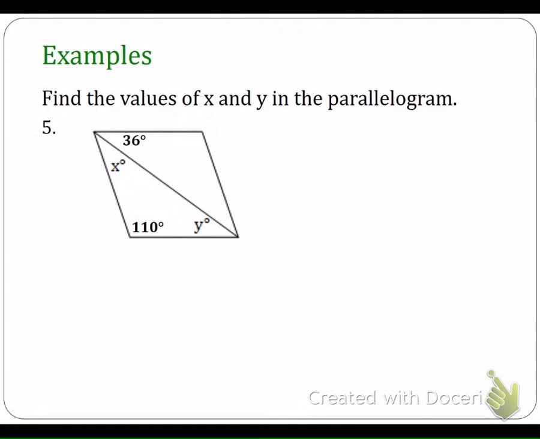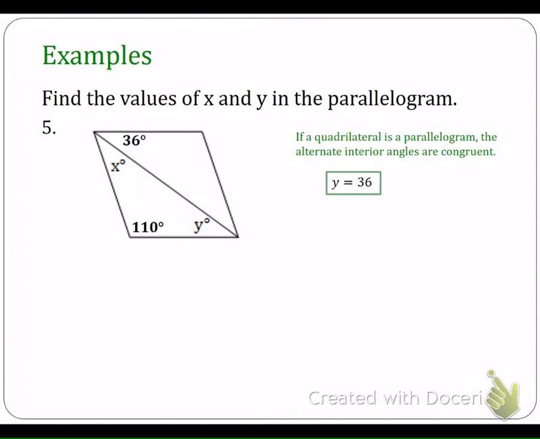Alternate interior angles are congruent. So which one is an alternate interior angle with the 36-degree angle? The Y. So yes, Y is 36.